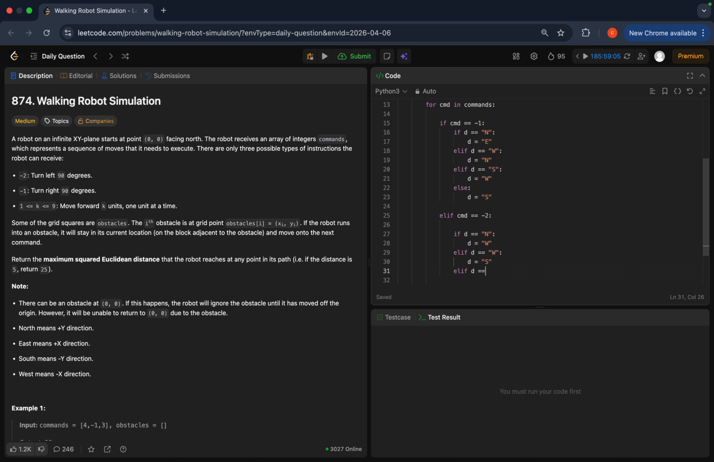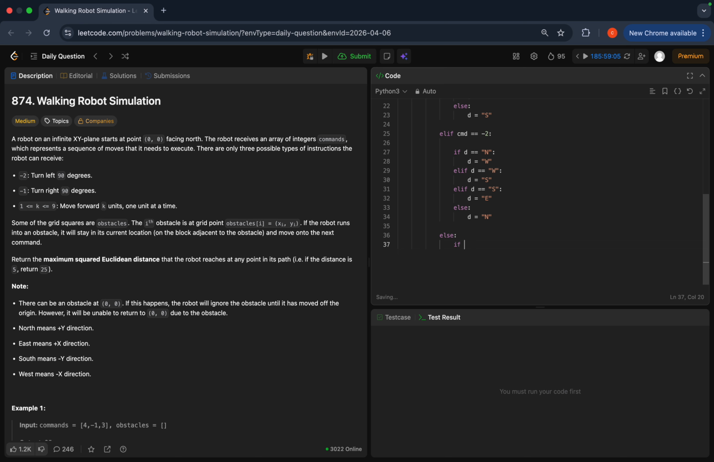d is equal to, now it's south. So if it is south, this becomes west, and opposite is equal to east, right? And else d is equal to, we missed north. Yep, this is north. So now this is done. So there comes the next part, handling the length actually.